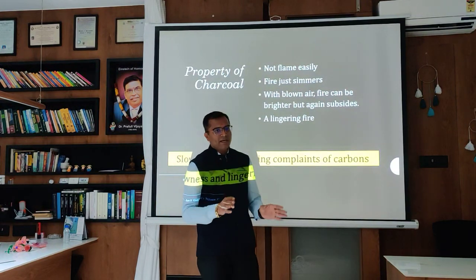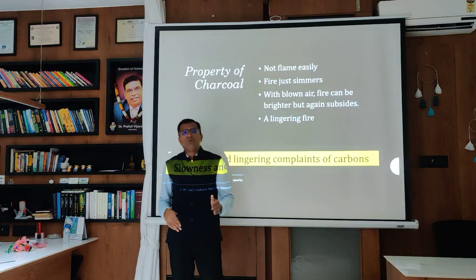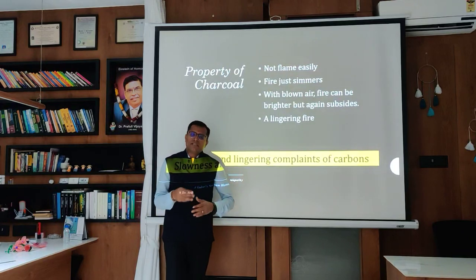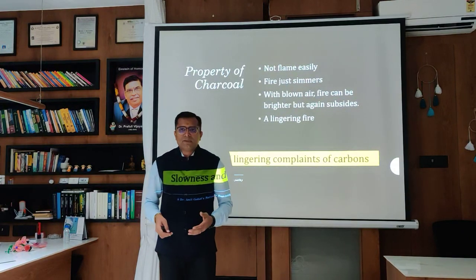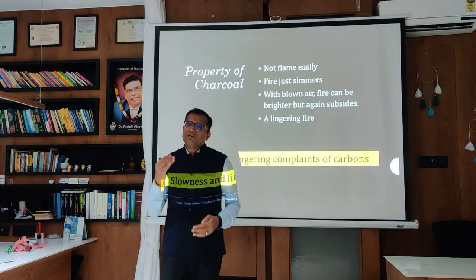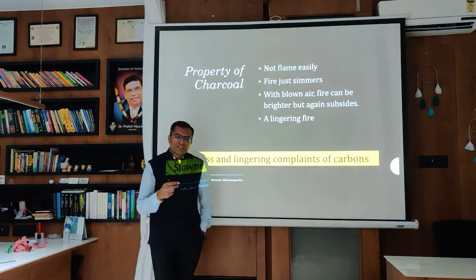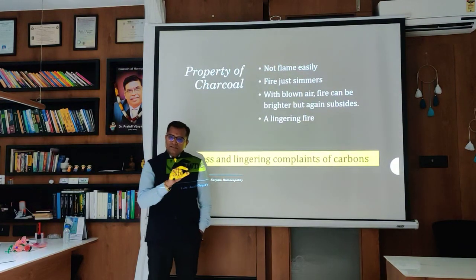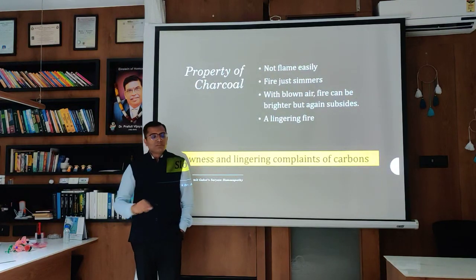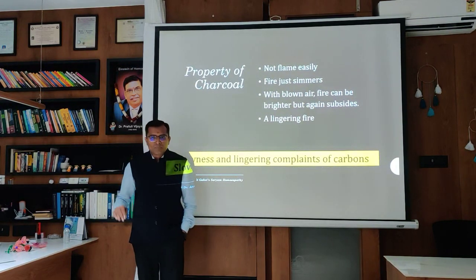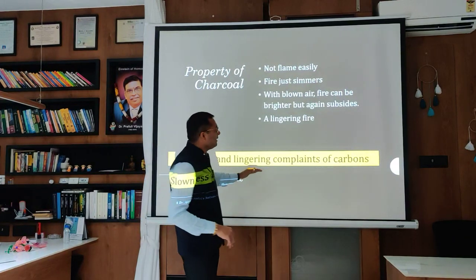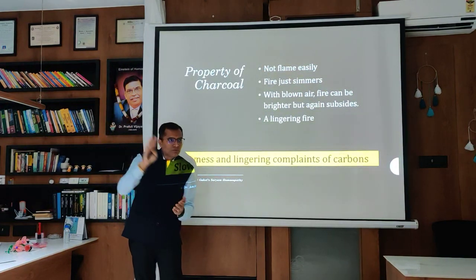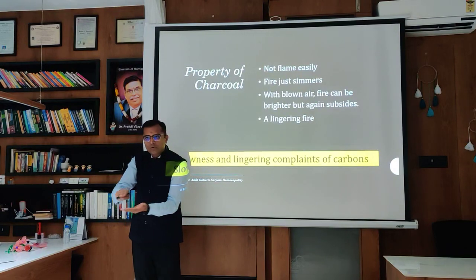When there is a lingering fire, the same thing happens in our human body also. When carbon is accumulated in our body, for example in metabolic alkalosis, what happens? Our body gets slow, our vitality goes down. The process of homeostasis goes down, there is slowness, and the conditions do not heal properly. This leads to lingering complaints. How does it happen? Initially there is a flame, the fast flame goes into simmering, and simmering goes into slowness.